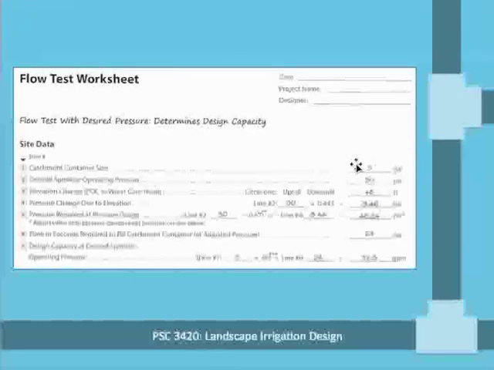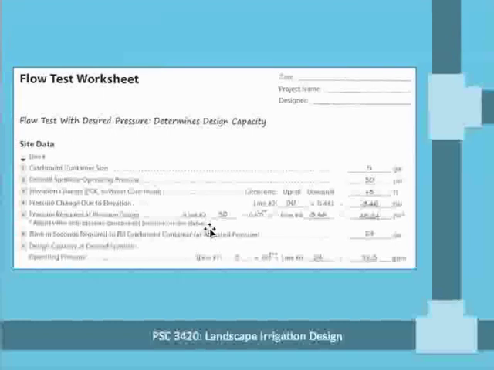But here's our catchment container size. Here is the desired sprinkler operating pressure of 30, our elevation change. It even shows you here what the calculation for determining pressure loss due to elevation is going to be. Now, this is the mistake I need to point out. They have mistakenly put in 30 here instead of 8, but it should be 8 feet times 0.433 psi per foot. It gives you a pressure loss of 3.46.